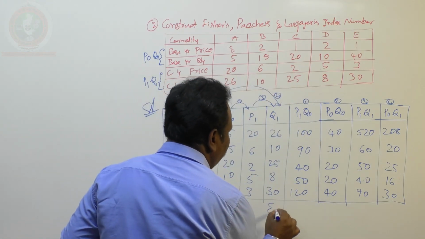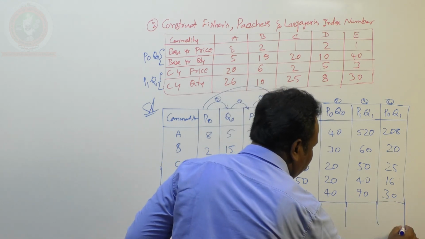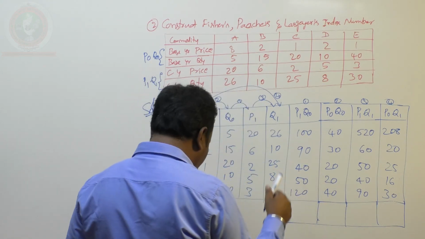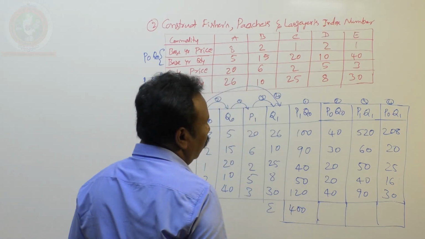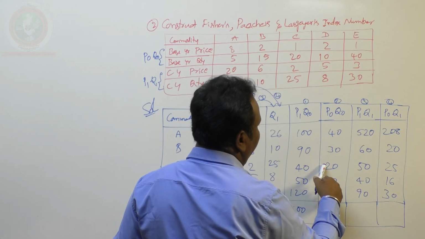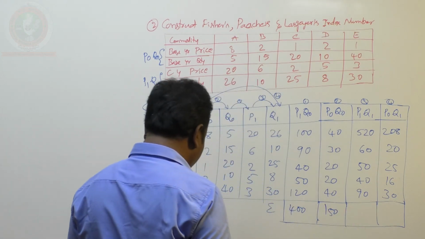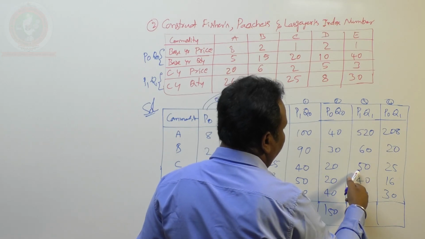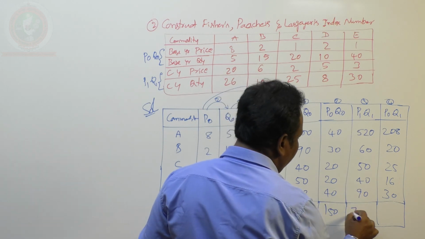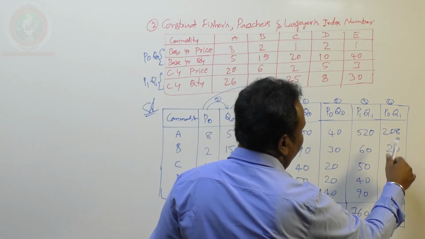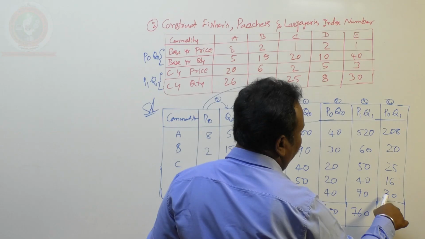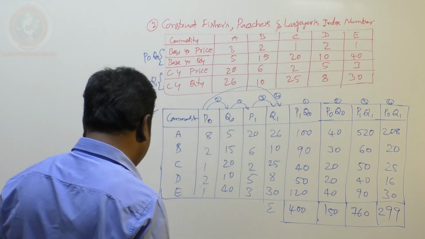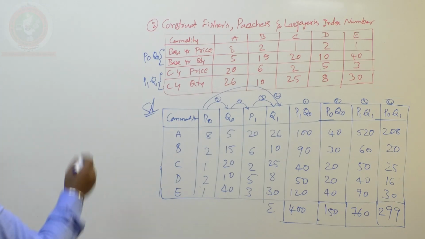Now we have to take the summation of these four calculation columns. The first column sums to 400, then 40, 80, 150. Then 520 plus 60 is 580, 630, 670, 760. The last column gives 299. Now calculate under the three methods.